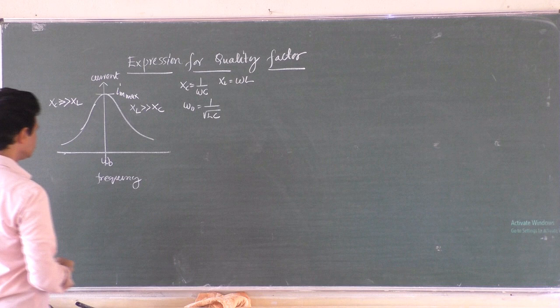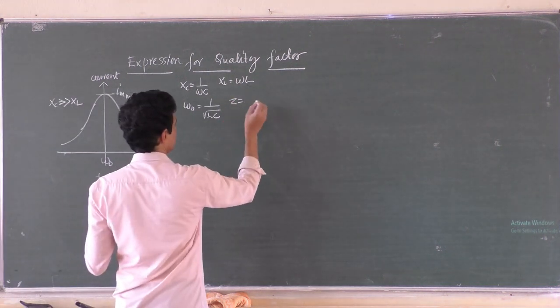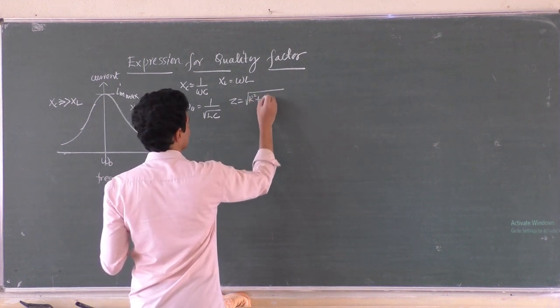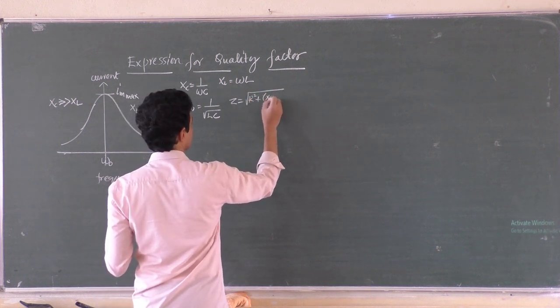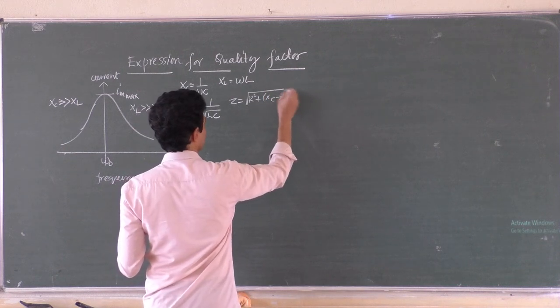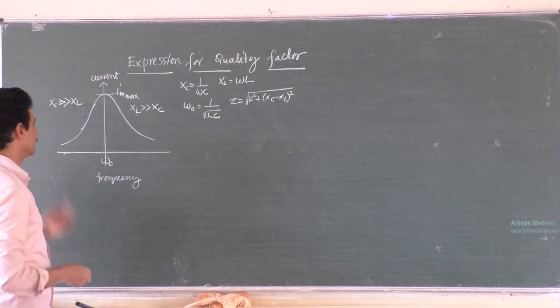Now, at that position, the total impedance of the circuit will be minimum. Z is root of R square plus XL minus XC whole square. That is what we write. In the lower frequencies, it is XC minus XL whole square, right?